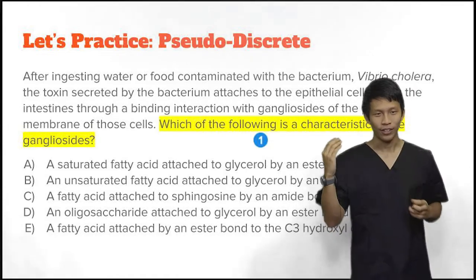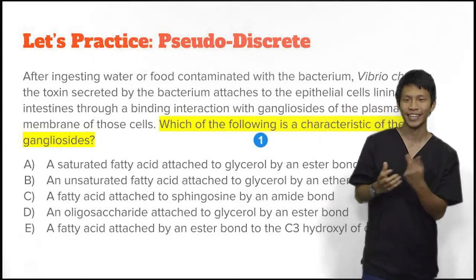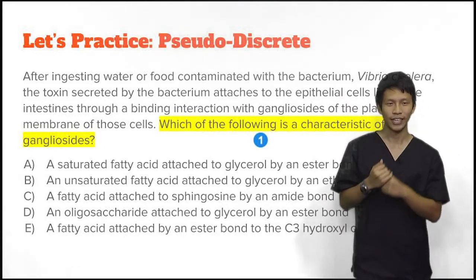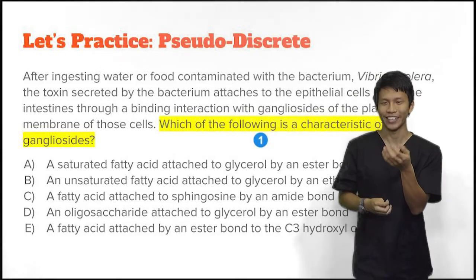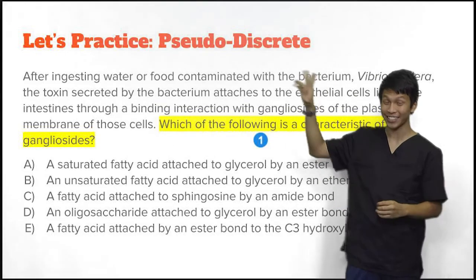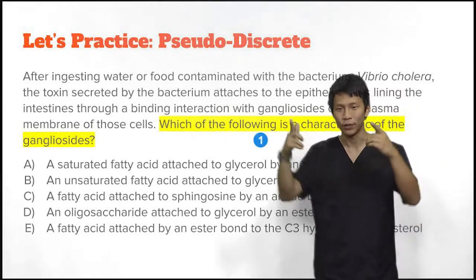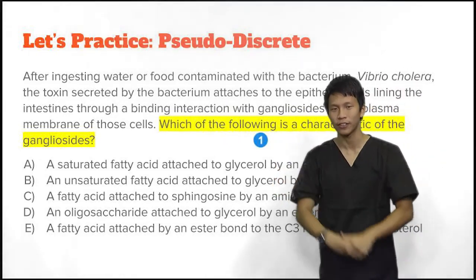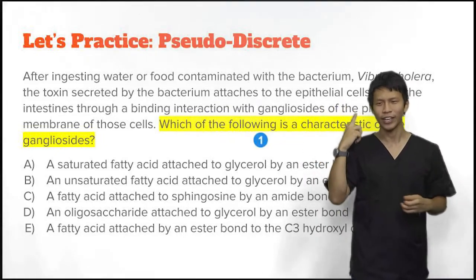What we're looking for is first to look at the last sentence. So highlight or underline whatever you can to make that stand out, and that's what you know is literally just asking what is the characteristic of a ganglioside. You don't necessarily need the rest of the paragraph. You can use it as context, but if you know the straight up answer from this recall question, then you can just answer it.